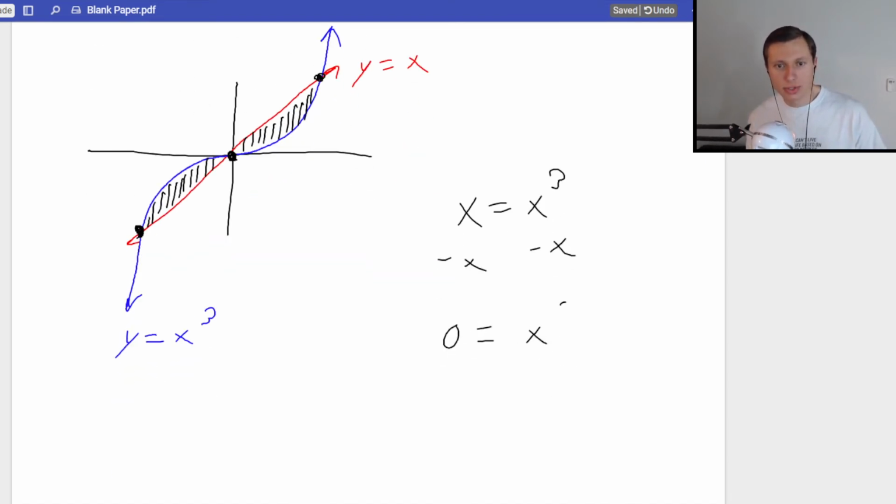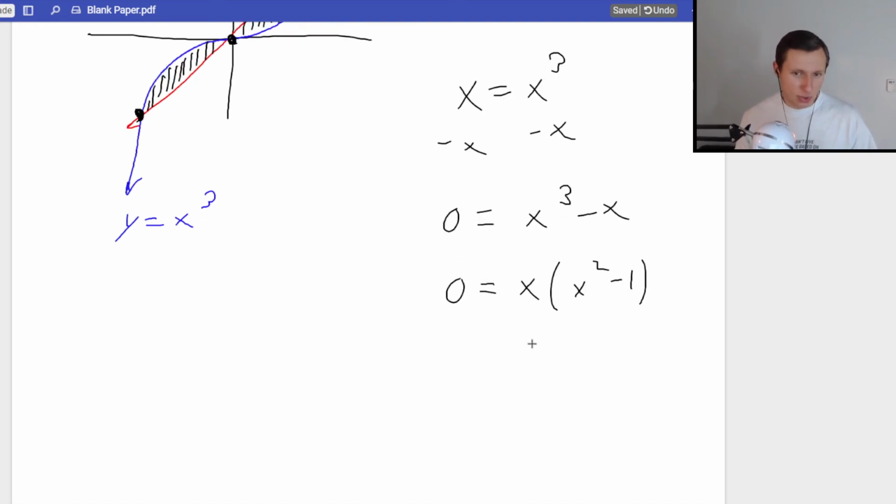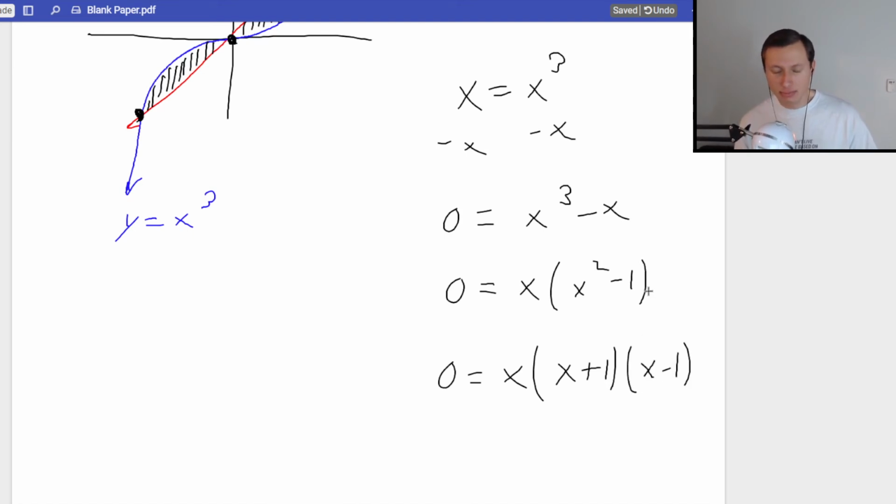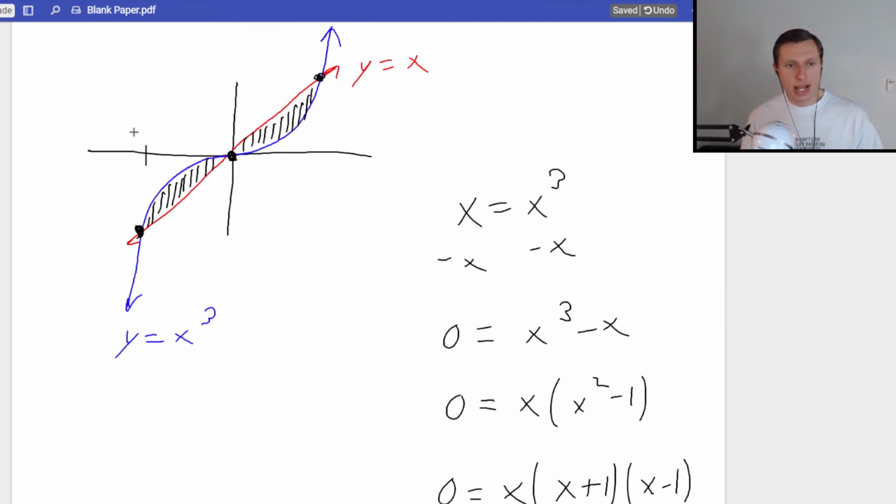So 0 equals x cubed minus x. Factor out the common term. It's x. So x times quantity x squared minus 1. Look at that. X squared minus 1 can also be factored. We'll get 0 equals x times x plus 1 times x minus 1. We get x equals 0, positive 1, and negative 1. Those are my 3 x points, which I'm going to draw on the graph right now.